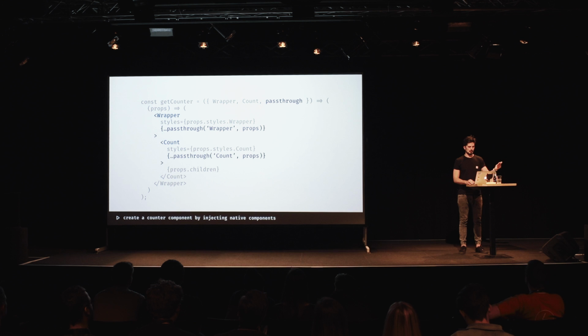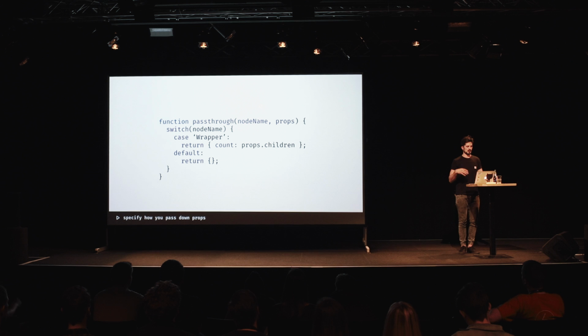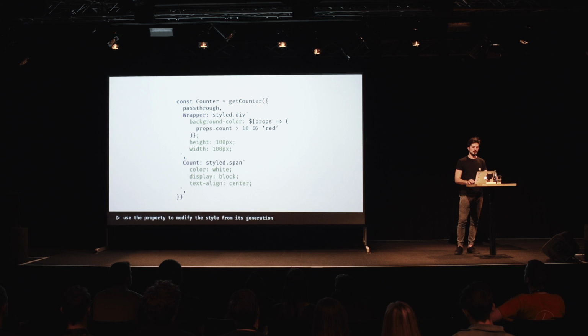As an example, this could be a pass-through function implementation. I'm going to take the node name, and in case it's called for the wrapper component, I'm going to return an object that returns this count key and props.children. What you are doing basically here is telling it to get the children property, which is the count value, and pass it to the wrapper node as the property count. And this way, when you implement the real counter, you can use that property in the wrapper styles to say, if props.count is higher than 10, then I'm going to return red. And with that, you're solving the issue, right? Because you can decide how the component is going to be internally orchestrated.